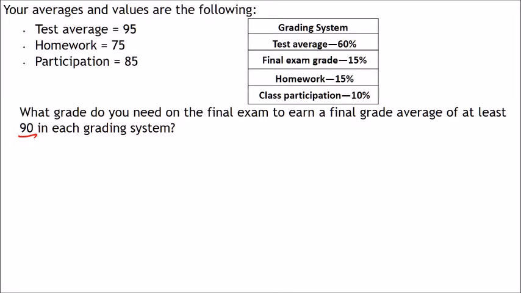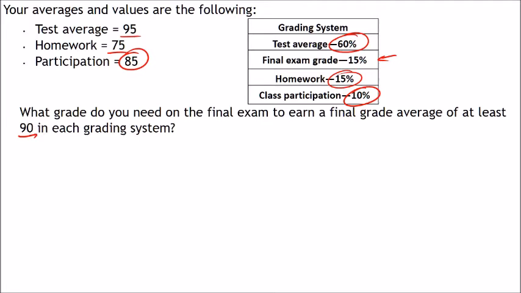The suggestion for this one is to plug in everything that we know into our grading system, our weighted sum. For example, we have a test average and its weight over here, I have homework and its weight over there, and class participation and its weight over here. Notice the only one we're missing is the final exam grade. So we're going to plug in everything like we normally do, and we'll put an X in for the final exam grade so that we can solve for it.